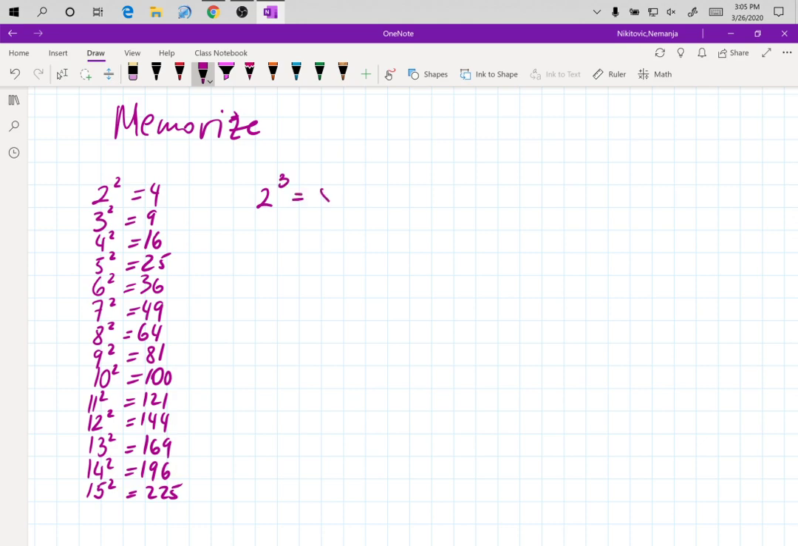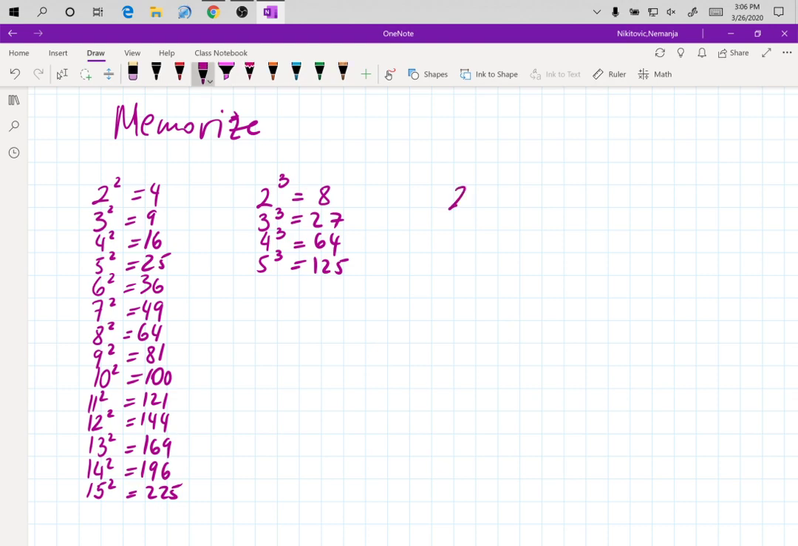2 cubed is 8, 3 cubed is 27, 4 cubed is 64, 5 cubed is 125. We usually don't use anything past those, but we could. I mean, you can always multiply. You can say 5 to the 4 is 5 times 5 times 5 times 5 and figure out what it is. What I'm listing here are just basic values that show up all the time.